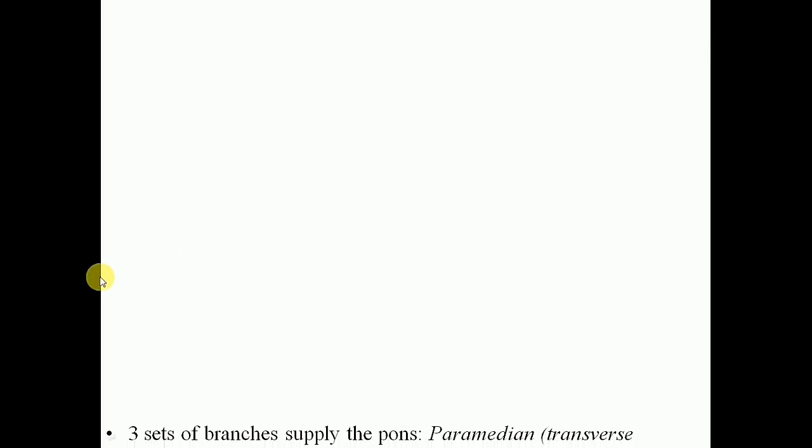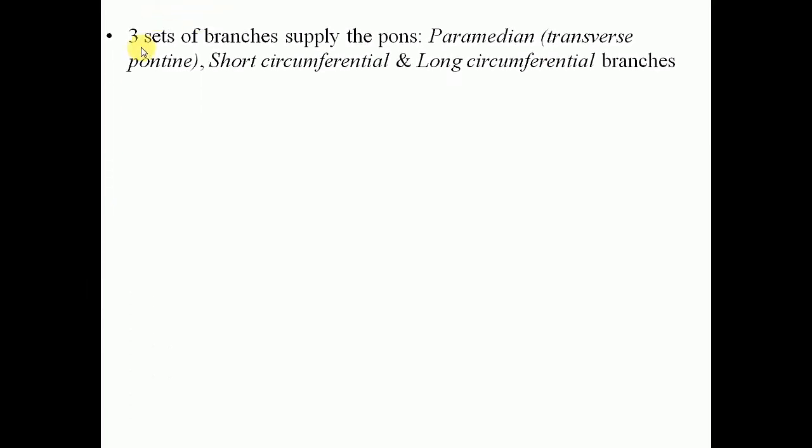Now let's see in short the branches of the basilar artery. There are three sets of branches which supply the pons: paramedian, that is transverse pontine branches, short circumferential branches, and long circumferential branches.